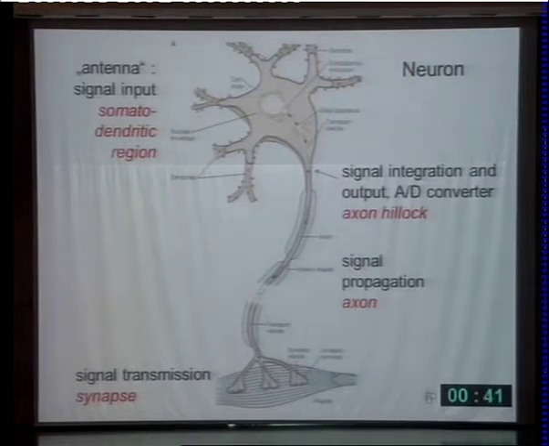They're integrated, and then here at this point, the axon hillock, they are converted into fairly primitive binary codes, the so-called action potentials, which then travel down the axon, and then once they reach the end of the axon, they are reconverted into a chemical signal, and this is what I would like to focus upon.